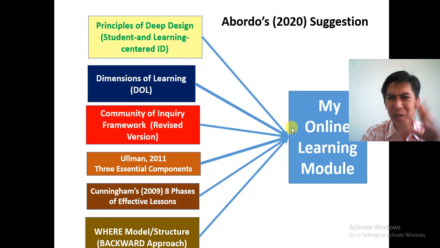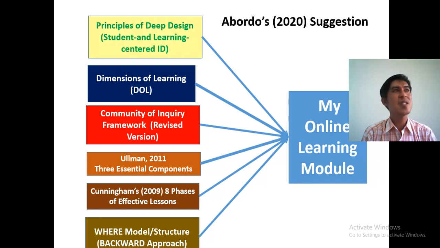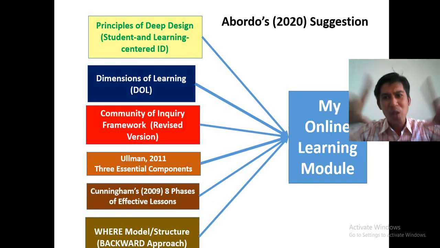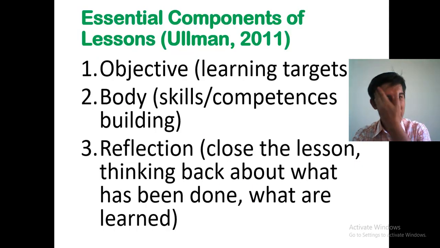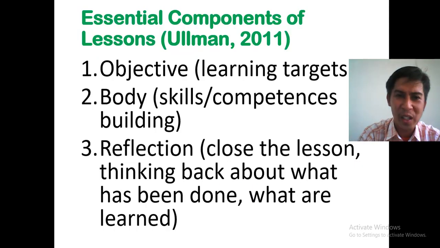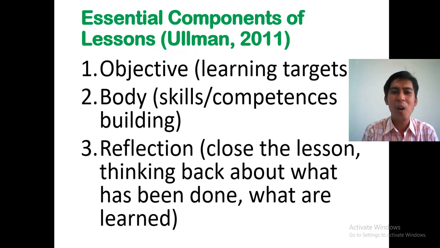Okay, let's take a look at this. What are the components? How do you arrange them? How do you sequence logically? According to Ullman, there are essential components. You have learning targets. This is basic lesson planning. You have the body, the skills. This is skills building, competences building. You build competences, acquiring knowledge here.